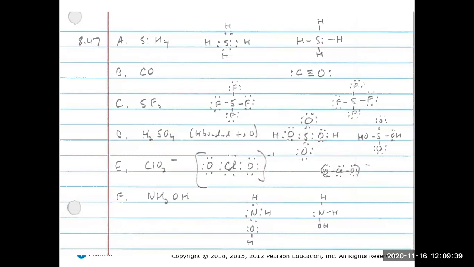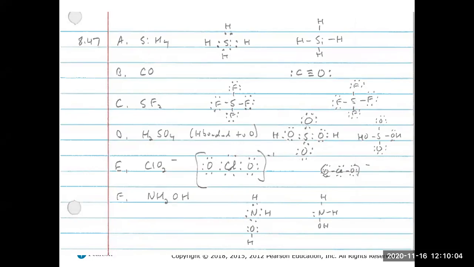CO, in that case, we look at carbon. Carbon's a 4A element, so we'd have 4 valence electrons there. Oxygen, a 6A element, so we have 6 electrons around that. And what we see there is, in order to get the octet rule satisfied for carbon and oxygen, we have to do a triple bond in between those.